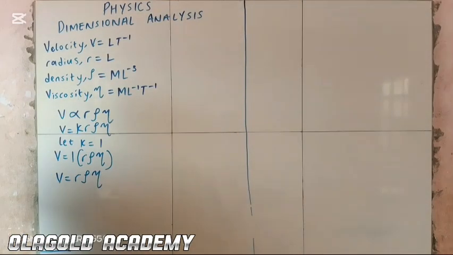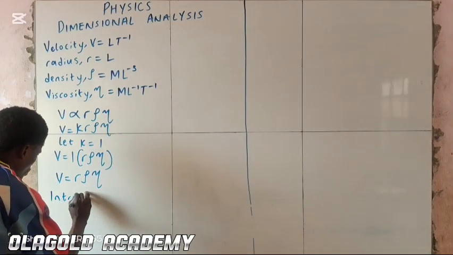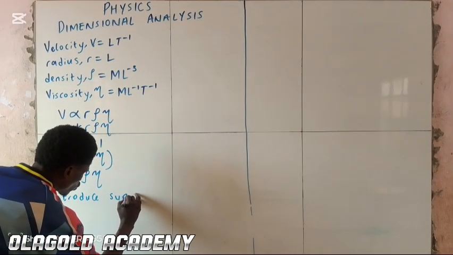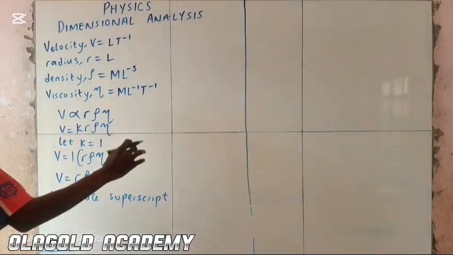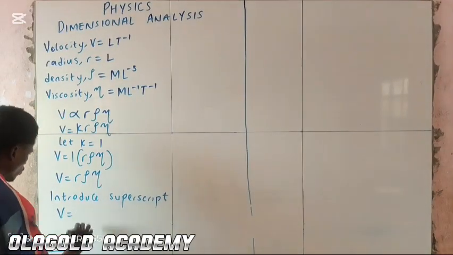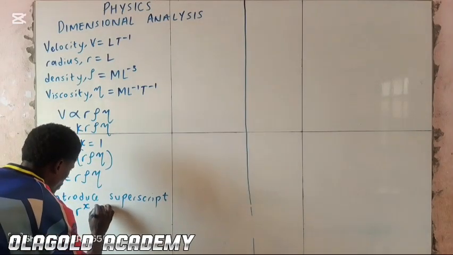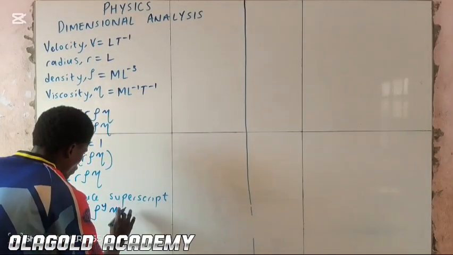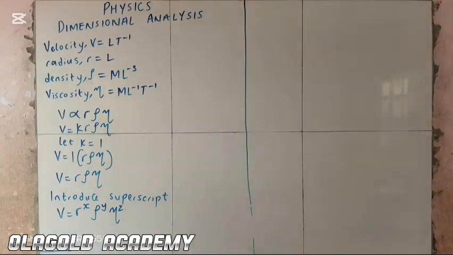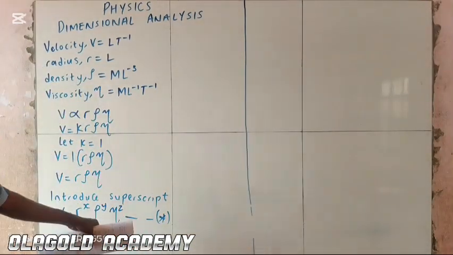Our next task is to introduce what we call superscript. That becomes velocity equal to radius to power x, then rho to power y, then eta to power z. This becomes our equation asterisk.